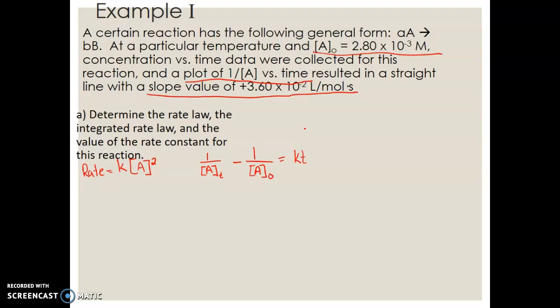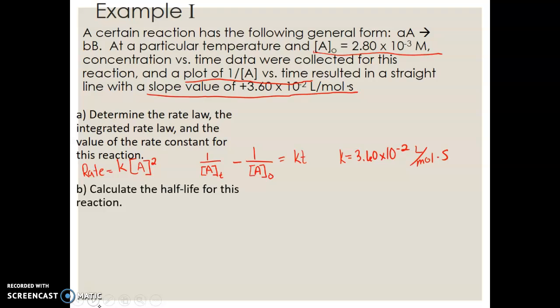So the last problem, 40, where you guys just had to do A, the first A was very similar to this, only it was a first order integrated rate law. And then the rate constant: the slope tells us that, and the slope is a positive value, so the rate constant is a positive value, equal to 3.60 times 10 to the negative second liters over moles times seconds.